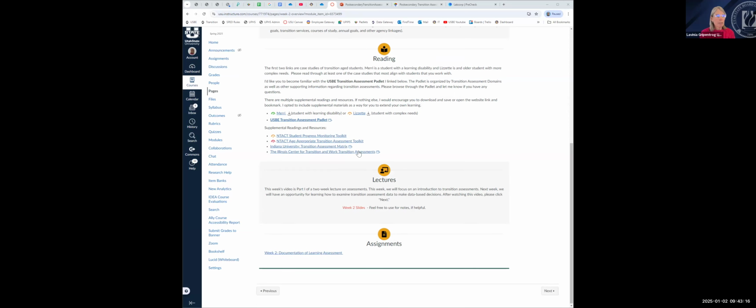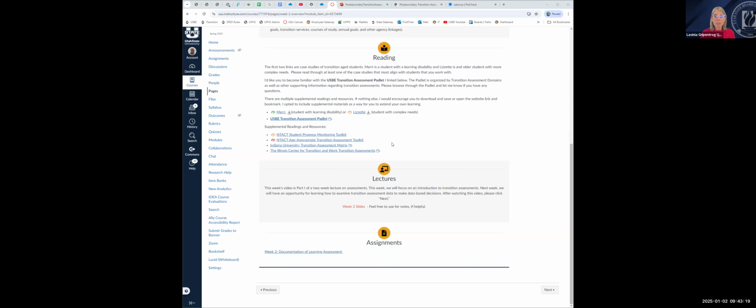And then the supplemental readings, of course, these are optional, but great resources. The National Technical Assistance Center on Transition, that's what NTACT means, has put out their own toolkit. Similar to the one on the Padlet that we have created at the state, they have a national one. So take a look at that. And then there's this in-depth student progress monitoring toolkit, which really walks you through the in-depth process of how to administer transition assessments and summarize them and why they're important. And we'll talk a lot about that today as well.